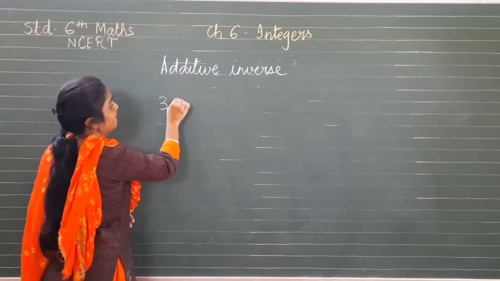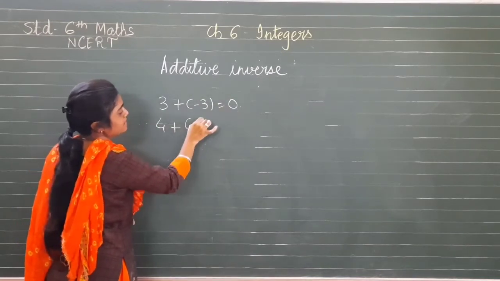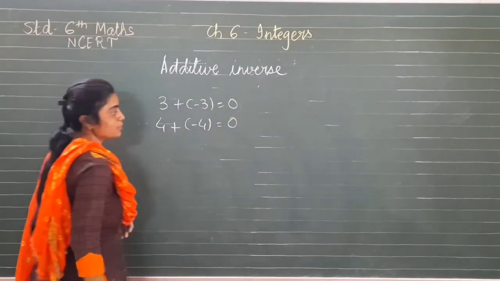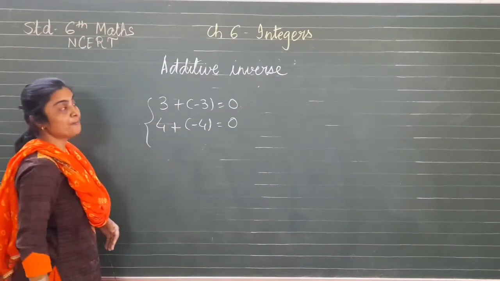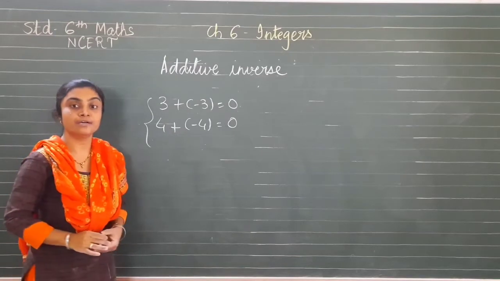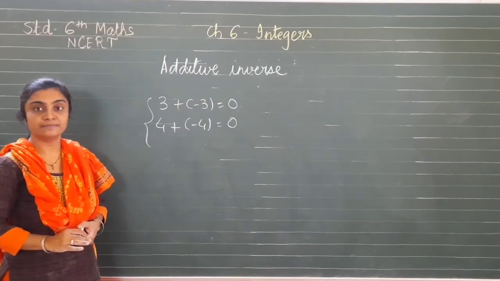So 3 plus minus 3 is 0. 4 plus minus 4 is 0. So 3 and minus 3, 4 and minus 4, this type of pairs are called additive inverses. This will be helpful in subtraction of integers.